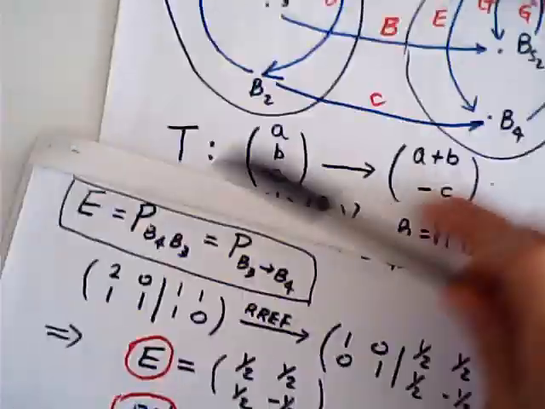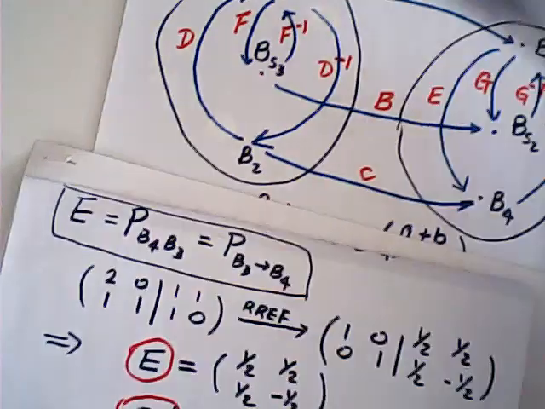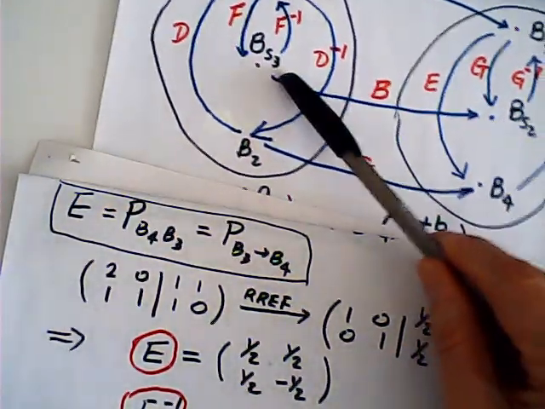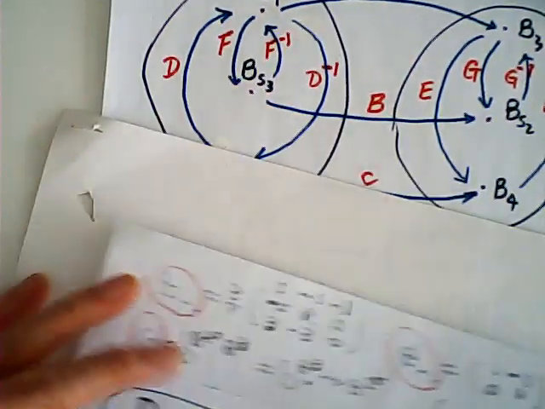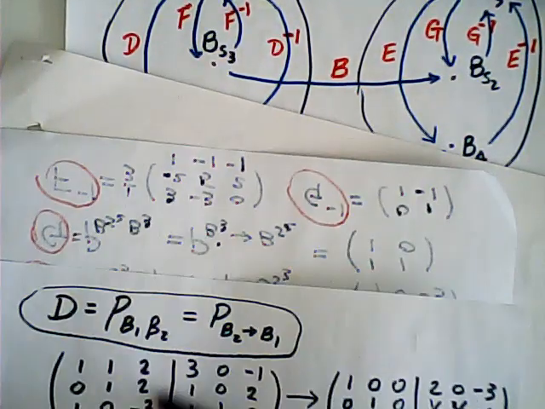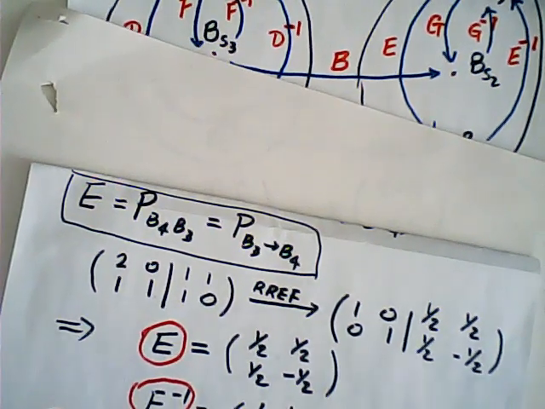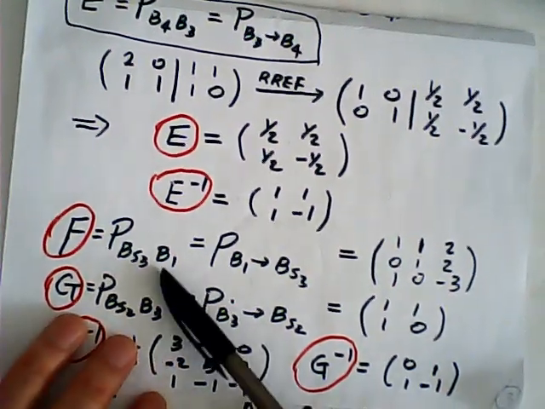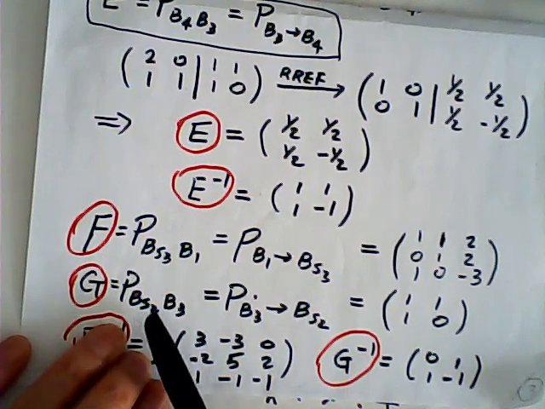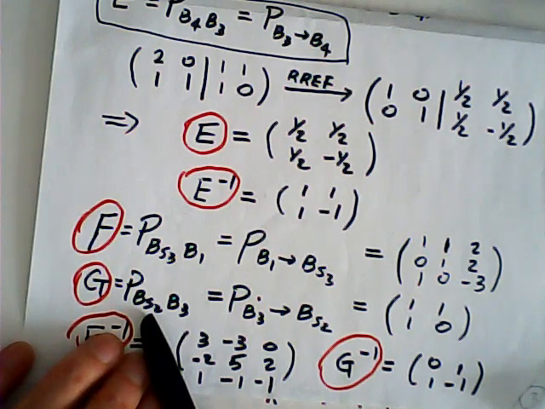Why is F exactly B1? Because standard basis is an identity. This side is identity, so we don't do any row operations. That side, which is B1, is the matrix of F. And so is G. G is from B3 change to BS3.